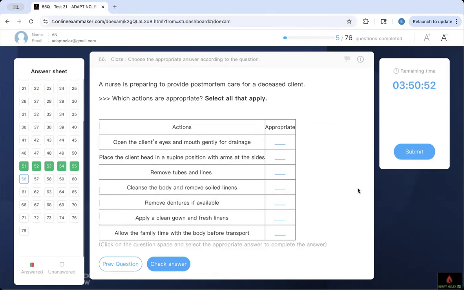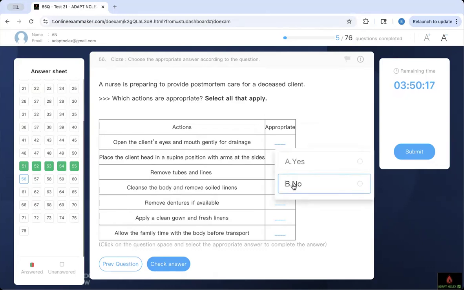What would I do? Open the client's eyes and mouth gently for drainage. Place the client's head in the supine position with hands at the side. Remove tubes and lines. Cleanse the body and remove soiled linens. Remove dentures if available. Apply a clean gown and fresh linen. Allow the family time with the body before transport. What are the things you do? Which one is appropriate?